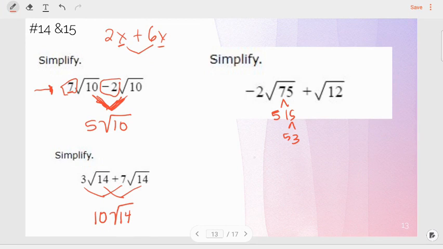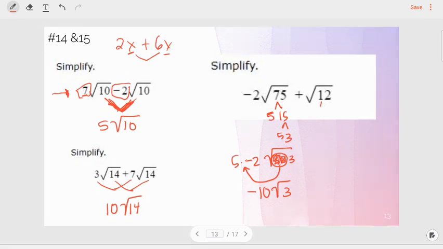So let's simplify this first radical. So negative 2 square roots of 5, 5, and 3. Circle a pair of 5s. Makes a perfect square. 5 on the outside combined with the negative 2 means negative 10 square roots of 3. Now you might say that's still not the same as a square root of 12, so simplify the square root of 12. See if I can.